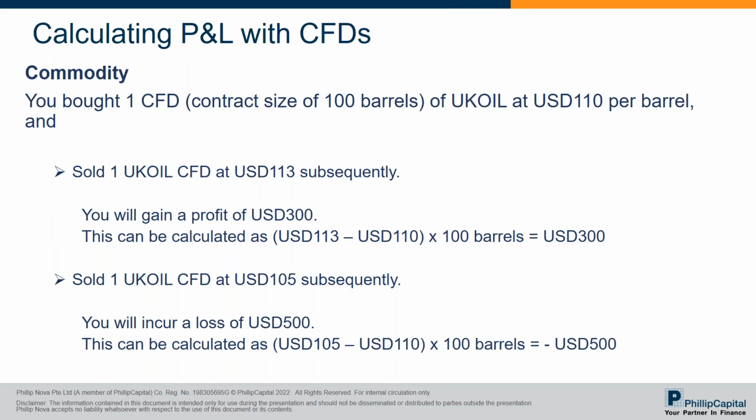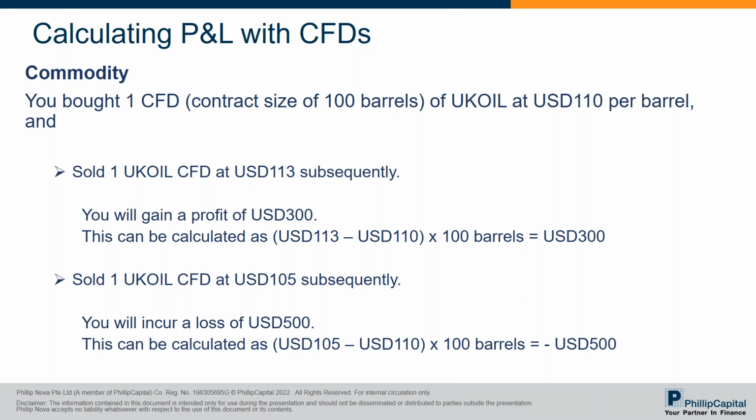Okay, so let's take an example. Let's imagine that you are taking a commodity trade. You're buying one CFD of UK oil. In CFD, one CFD means a contract size of 100 barrels. This one I'll demonstrate later in the platform. When you key in one, you're entering a contract for 100 barrels. So let's say you're entering one CFD for UK oil at $110 per barrel. You're buying 100 barrels at 110. Subsequently, you sell that contract for $113.